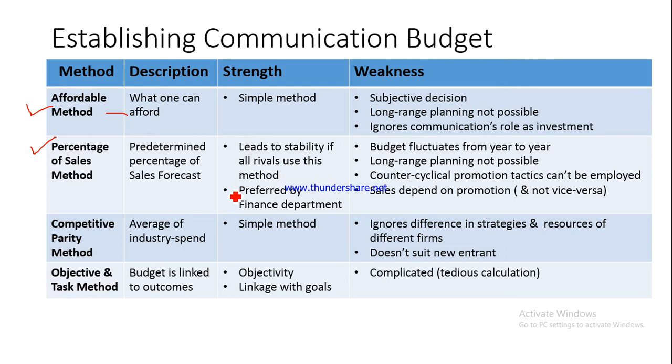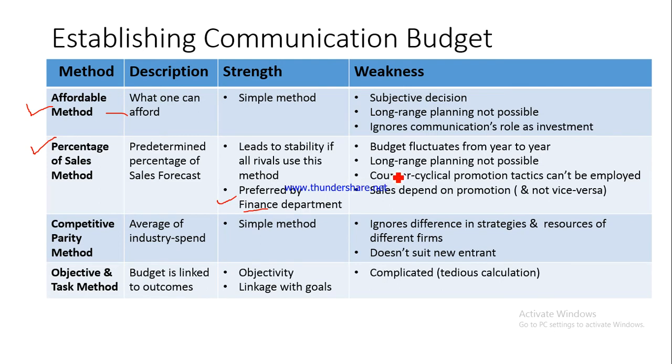Again, please understand one more thing, that generally this kind of method is preferred by the finance department. The finance division would prefer this. Why? Because now they don't have to do any complicated calculation. They only have to determine the sales forecast. Based on that, they will be able to calculate how much budget the communication campaign or the marketing division has to be provided. So generally these kind of methods are preferred by the finance division, right?